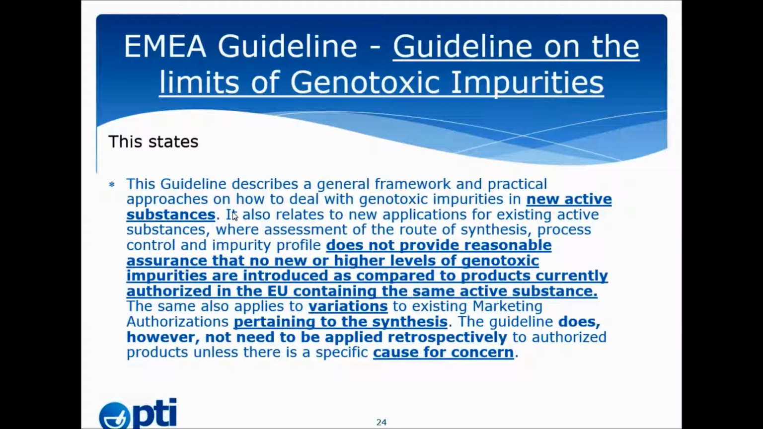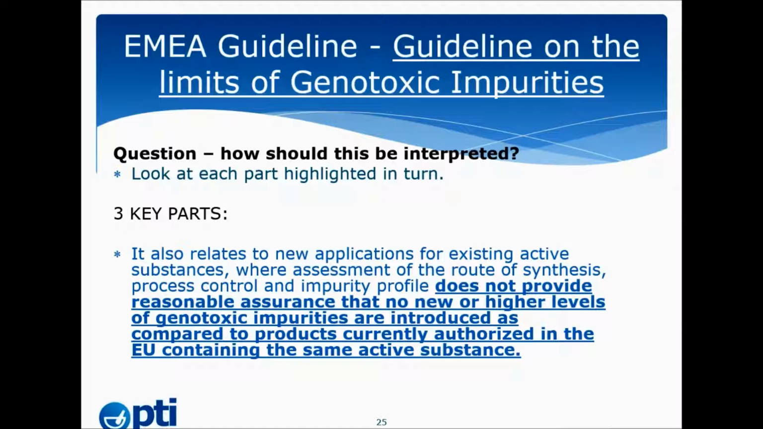So it begs this question, well, what about an existing product that was developed before 2007 when the guideline came into effect? So how do you interpret it? Well, as I said, there are several parts of the key in this. The first one is this. It says it also relates to new applications for existing active substances where assessment of the route of the synthesis, process control, and impurity profile does not provide reasonable assurance that no new or high levels of genotoxic impurities are introduced as compared to the products currently authorized in the European Union that contain the same active substance.